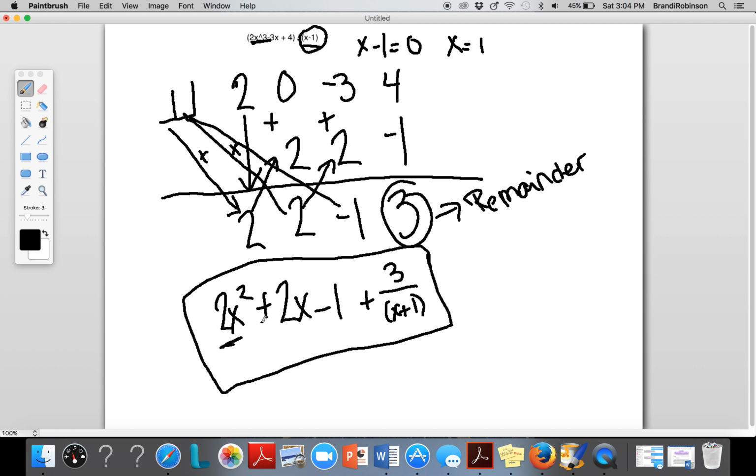So that's how you guys do synthetic division. Remember to watch out for what goes in the box. Remember to watch out for any of those missing terms so you can remember to put a 0 in.